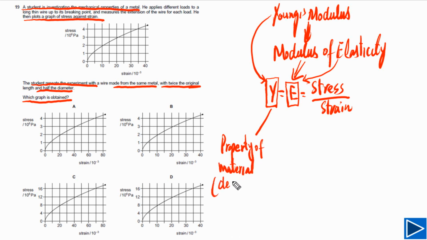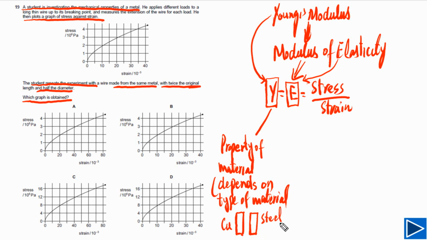So the first thing we need to understand is that it depends on the type of material but does not depend on dimensions. We will go to that point later. It depends on type of material. It simply means that let's say we have one wire, this is made of copper, and let's say we have another wire which has the same dimensions, but this wire is made of steel. So the Young's modulus of the copper wire in this case will not be equal to Young's modulus of steel because these are two different materials.